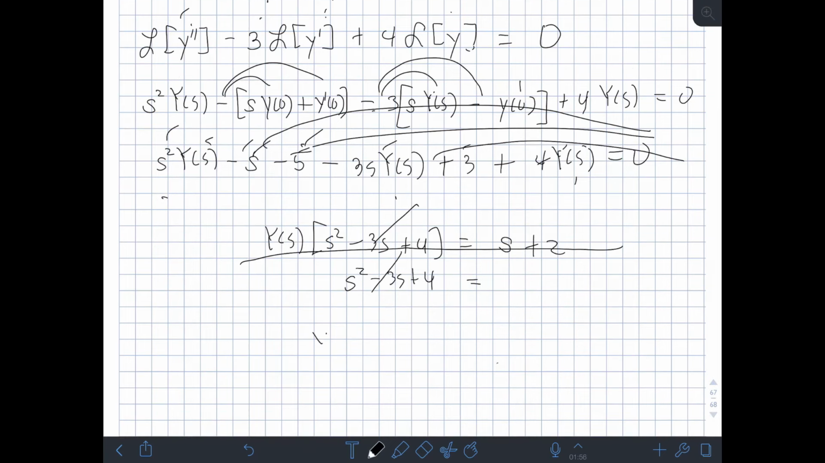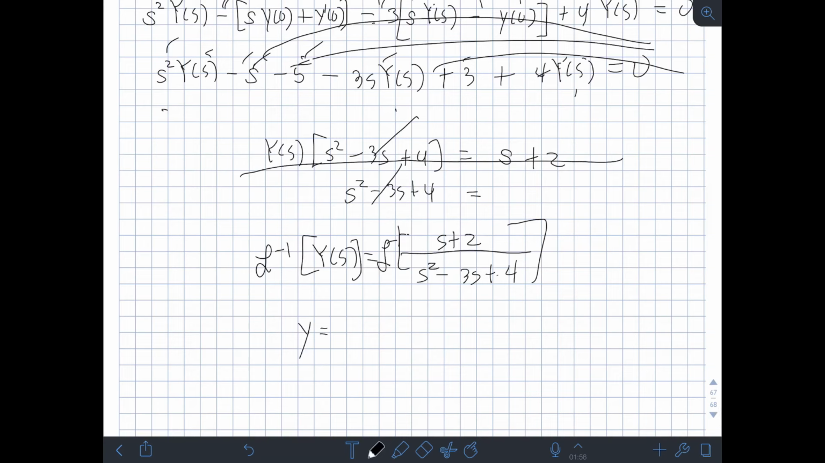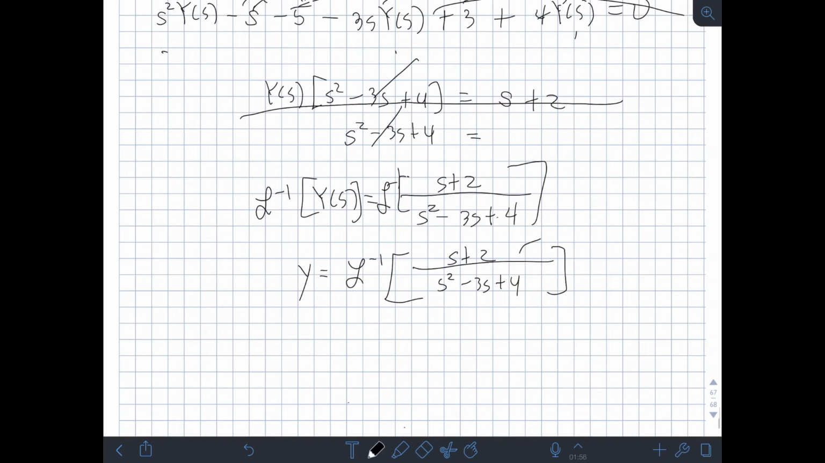So, cancel. Y of s is equal to (s + 2)/(s² − 3s + 4). So, let's find the inverse Laplace transform of both sides. So, we have y here, right? Therefore, y equals the inverse Laplace transform of (s + 2)/(s² − 3s + 4). So, let's find this.